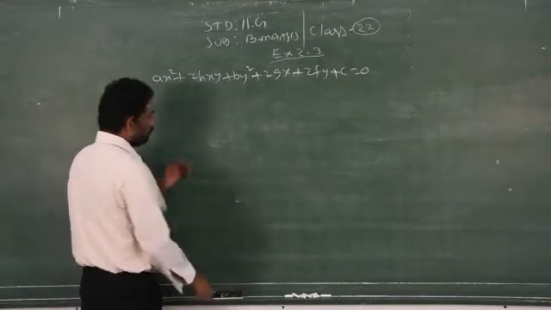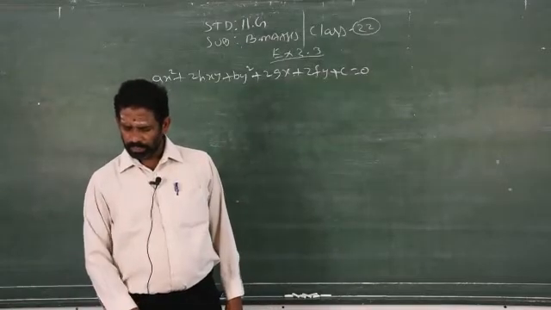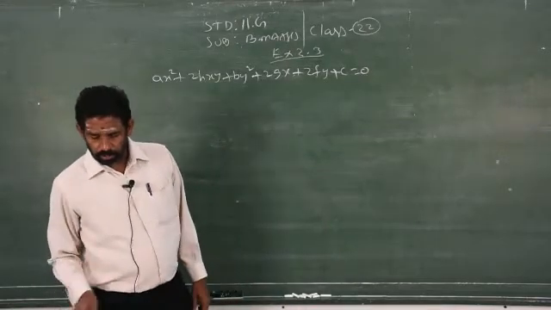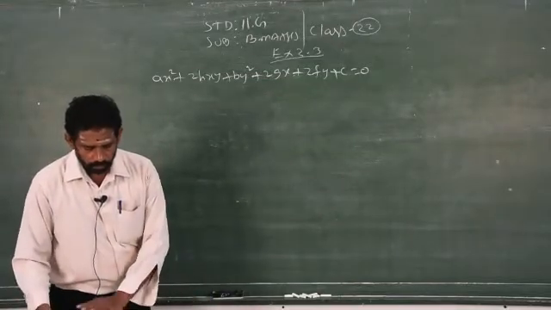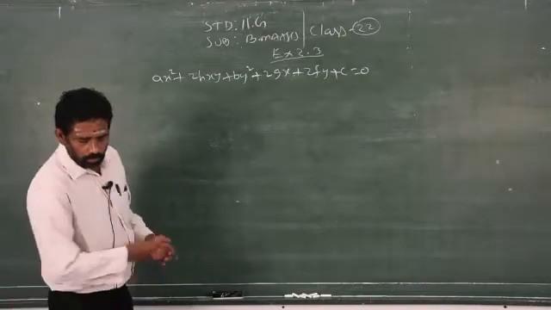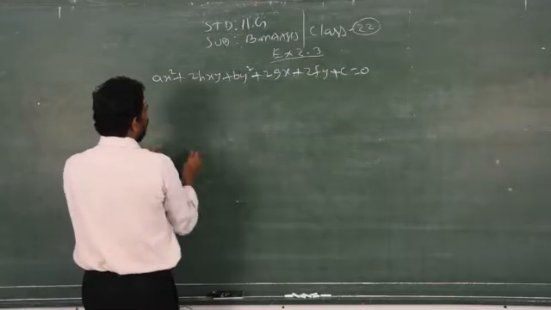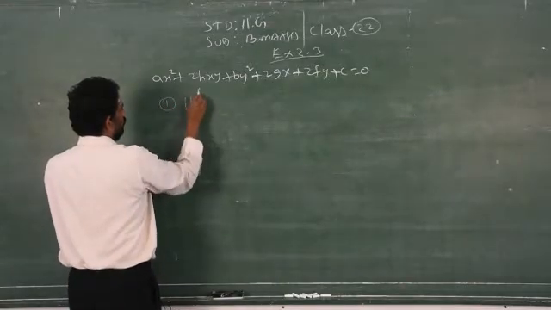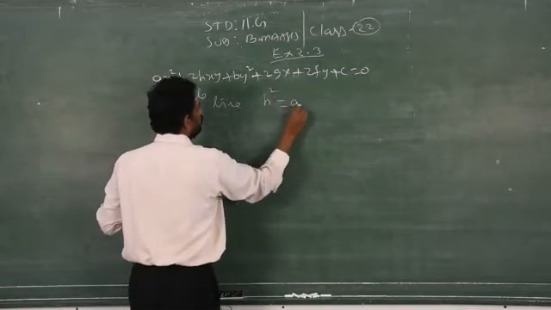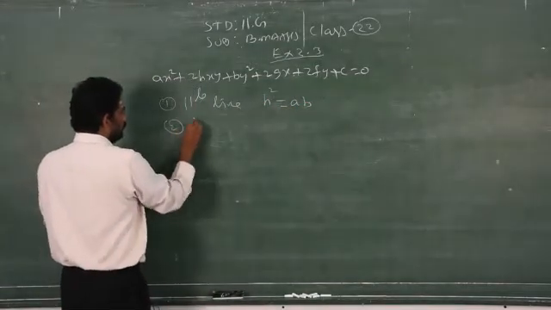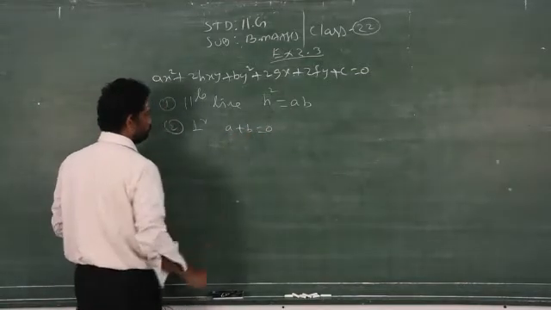Now, based on this pair of straight lines, we have to see some conditions and formulas. You just write down these formulas. When will this become the combination of parallel lines? The condition for parallel lines is h square is equal to ab. Then when it will be perpendicular, a plus b is equal to 0.